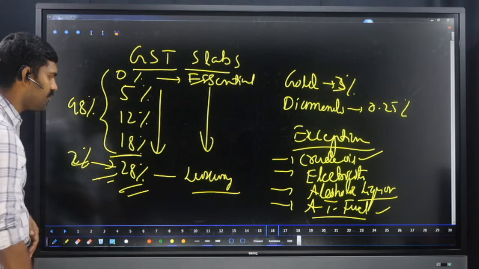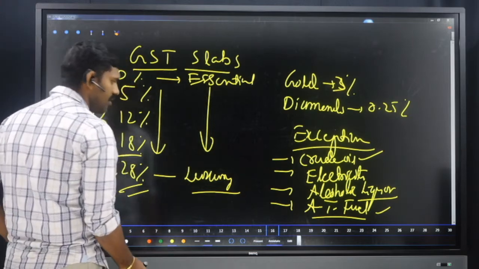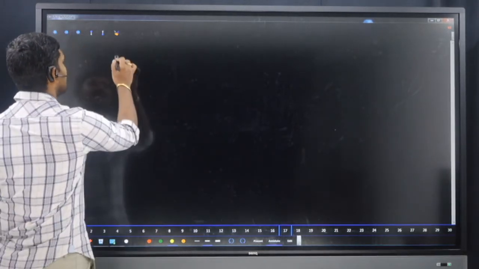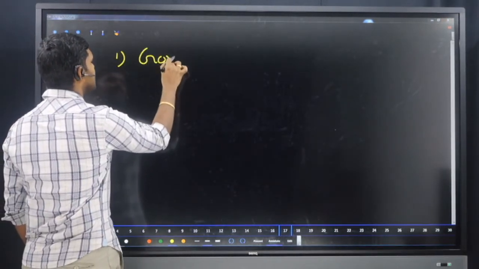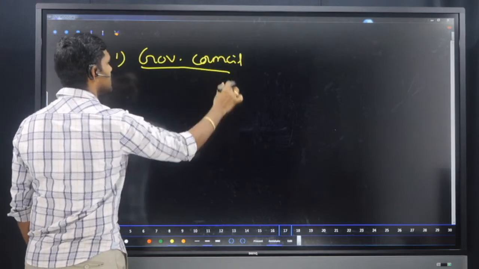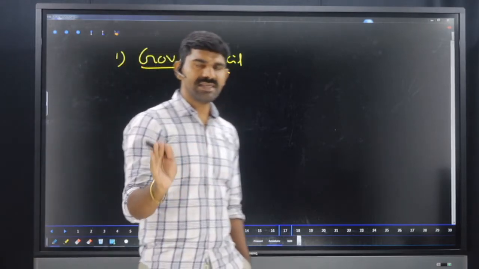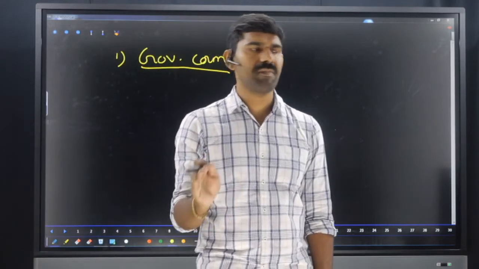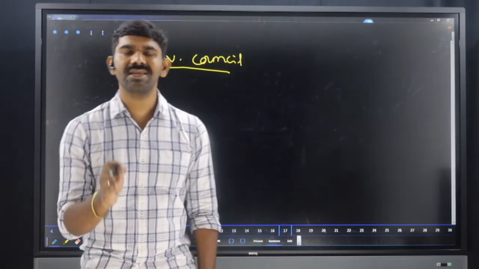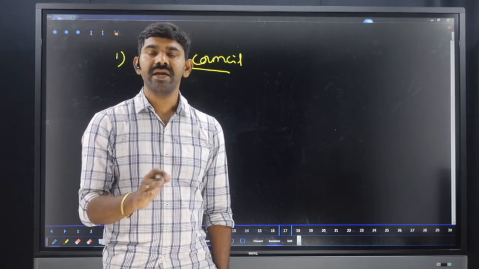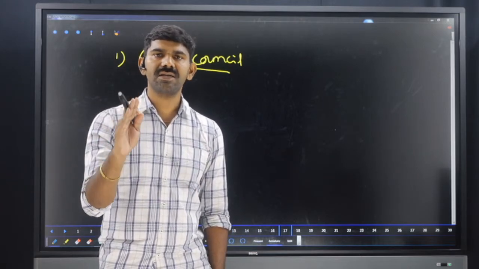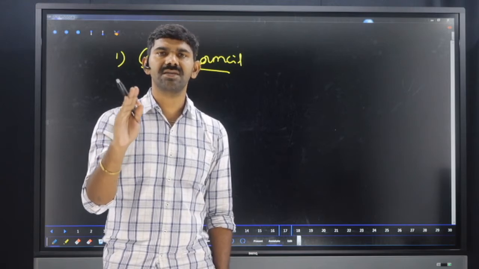Next we go to the very, very important topic, the structure of GST. How does the GST look? First and foremost we have something called the governing council. Remember that all the decisions pertaining to GST are taken by the GST governing council. It is not the prime minister, it is not the finance minister who will take the decisions. All the decisions are purely taken by the GST governing council.